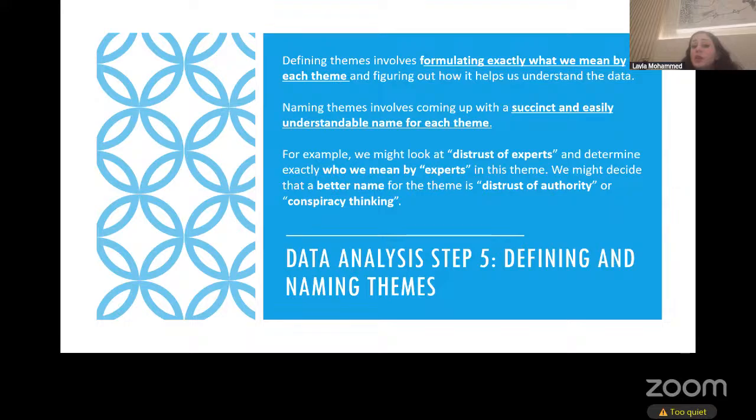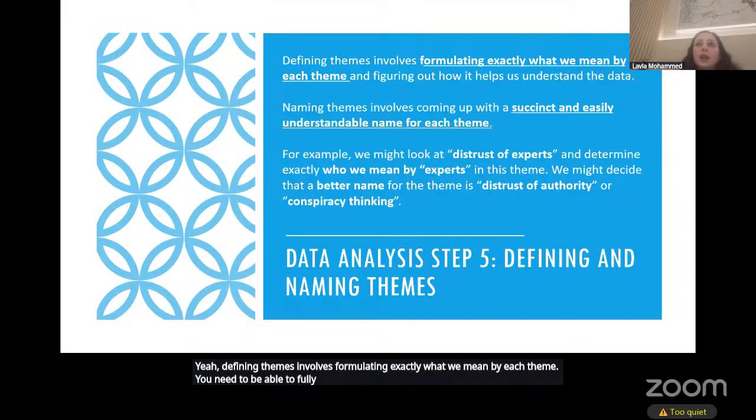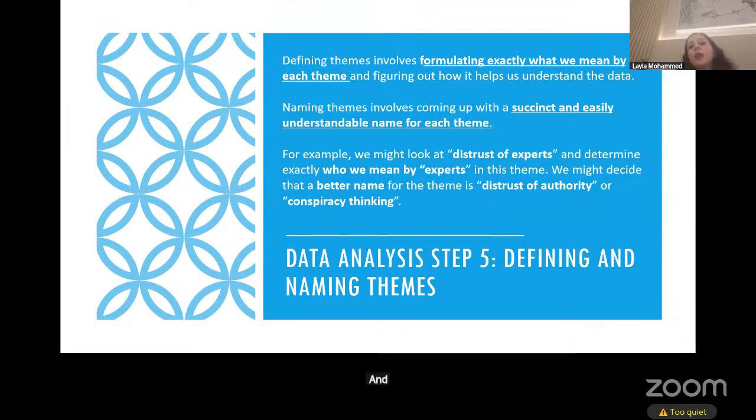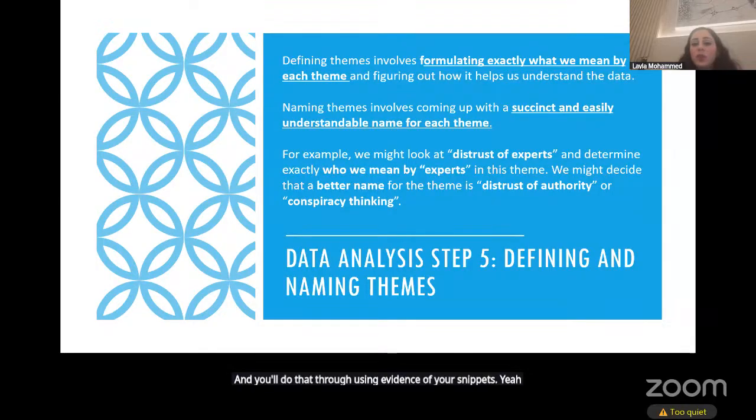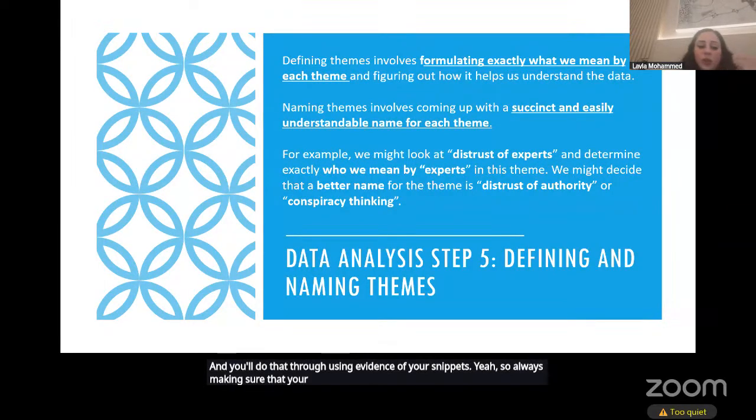Defining themes involves formulating exactly what we mean by each theme. You need to be able to fully understand and explain why your theme is important, and you'll do that through using evidence from your snippets. So always make sure that your themes and your evidence line up and, of course, relate back to your research questions.